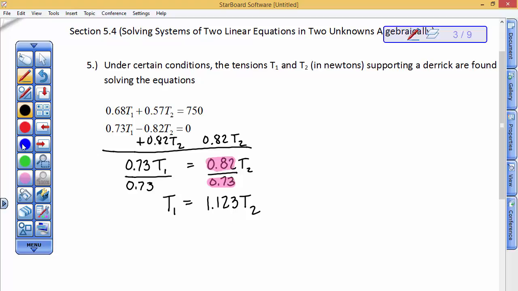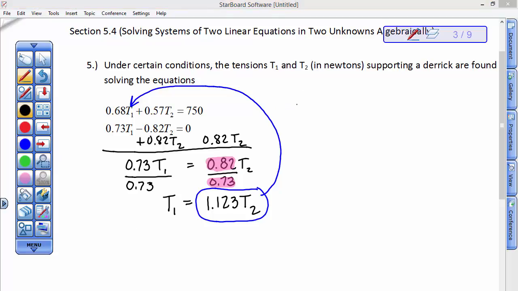Now, I'm going to substitute this right here in for T sub 1 in the other equation, the one I didn't work with. So that's going to be 0.68 because that's what's in front of the letter T sub 1. But now I'm going to put in 1.123 T sub 2 in there. There is a 0.57 T sub 2 as the second term right here equals the 750.